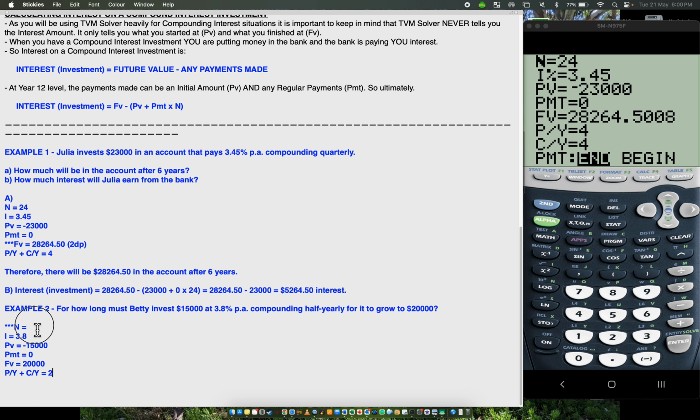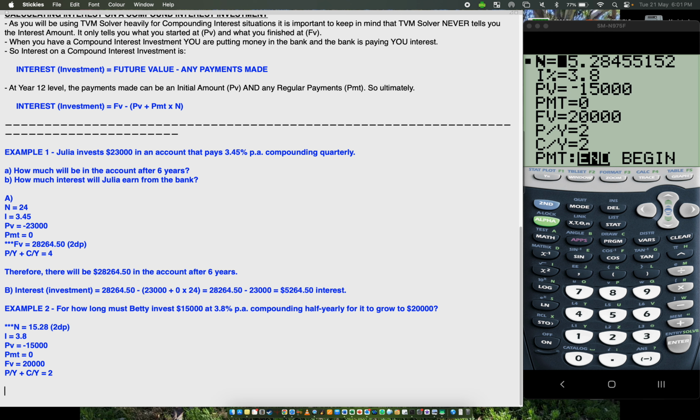So for the how long, I'm not just going to spout what N is. I need to work out how long, how many half years that is, and I can convert it to years if needed. The question doesn't ask for that specifically, so I can say half years, but no one talks in half years. 3.8, negative 15,000, no payments, grows to 20,000. Half yearly, so 2. N is going to be alpha solve, 15.28.